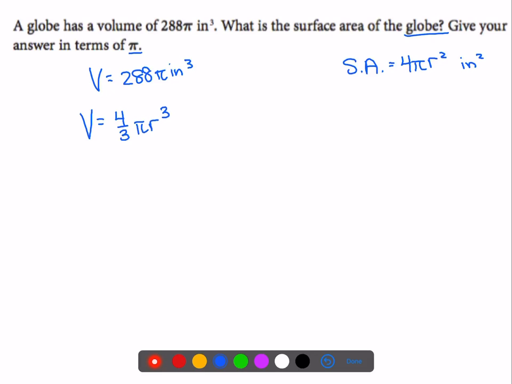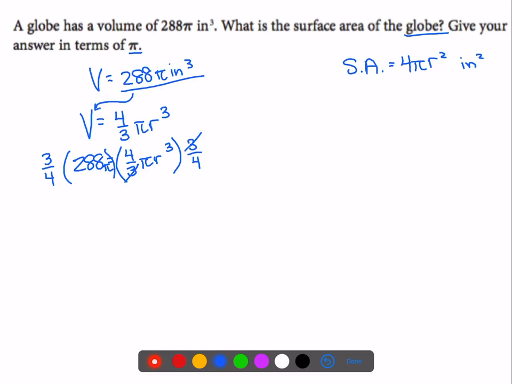And I go ahead and plug in my volume for V. And we get 288 is equal to 4/3 pi r cubed. And I forgot my pi over here. There should be a little pi over there. From here, I'm going to multiply both sides by the reciprocal of 4/3, which would be 3/4. What I do to one side, I must do to the other.